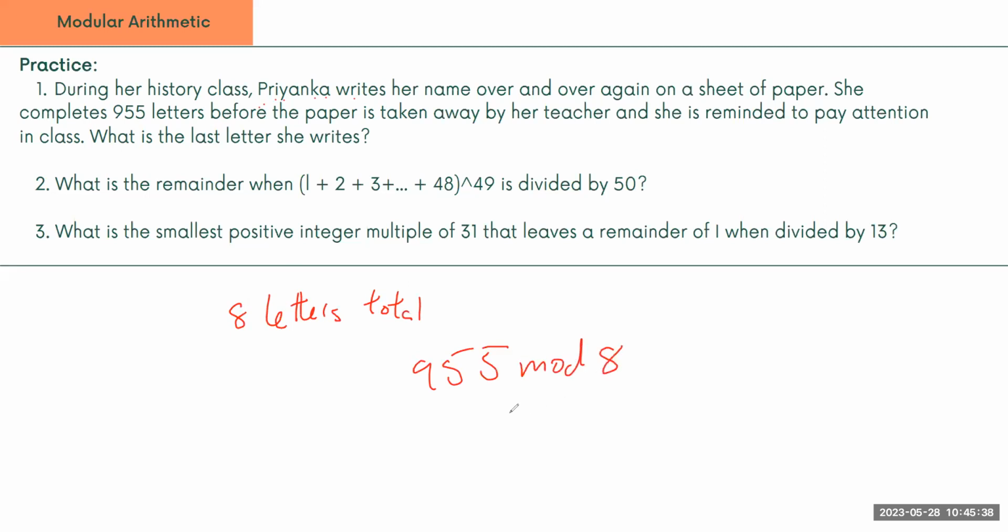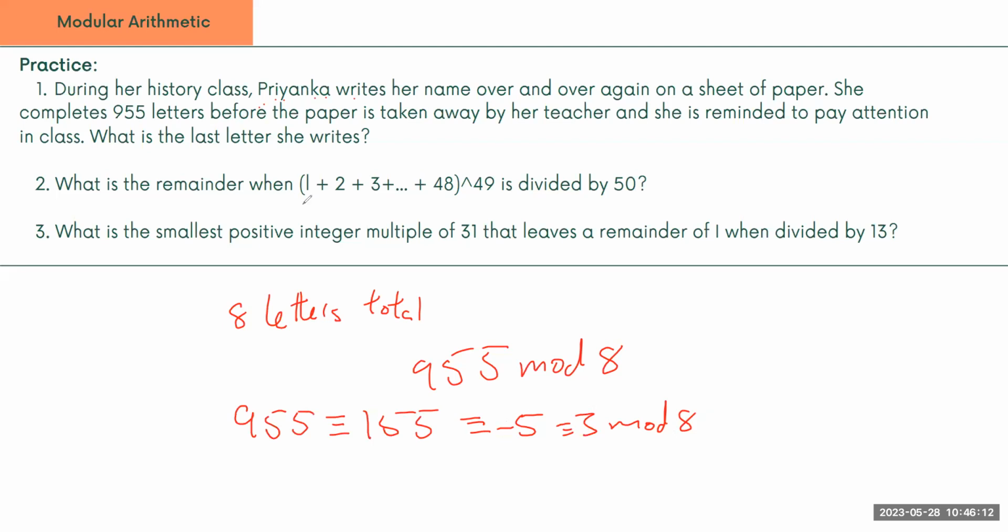Because every single 8 letters just starts over and over again, right? So we take this mod 8. So we have 955 is congruent to 155 because we just minus 800. It's congruent to -5 because 160 is 0 mod 8, right? So it's congruent to 155 minus 160, which is -5 mod 8, which is congruent to 3 mod 8. So this is 3 mod 8.